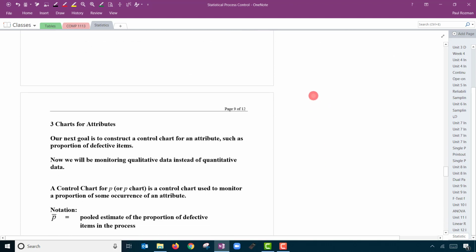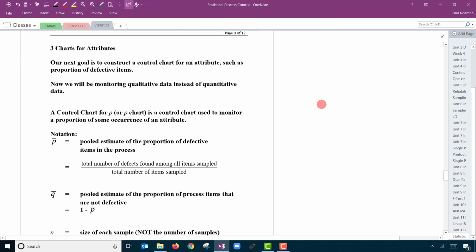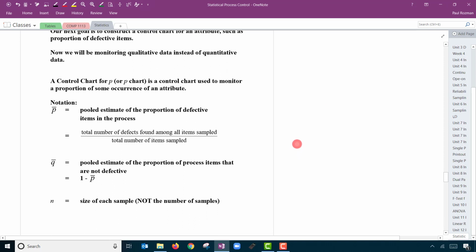You can do another chart here, one for an attribute. Rather than measuring the weight, we can evaluate quality. So this is a qualitative example versus quantitative data. You're evaluating something for, is it good enough? Is this defective or not defective? So we can monitor that percentage over time. We'll call this a P chart. We're looking at proportions, and then the mean of a bunch of proportions is P bar.